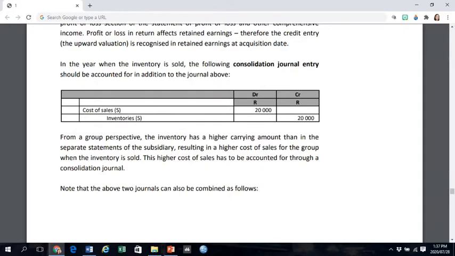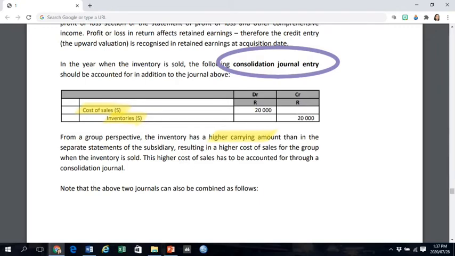In the year when the inventory is sold by the subsidiary, the following consolidation journal entry should be accounted for in addition to the journal above. Debit, cost of sales of S, credit, inventories of S. From a group perspective, these inventories have a higher carrying amount than in the separate financial statements of the subsidiary. So the cost of sales coming from the trial balance of the subsidiary is based on the original cost of these inventories. But for group statement purposes, the carrying amount of the inventories have been increased by 20,000 Rand. Therefore, the cost of sales of the group should increase with 20,000 Rand by changing the cost of sales of the subsidiary. This higher cost of sales is accounted for through this consolidation journal entry.